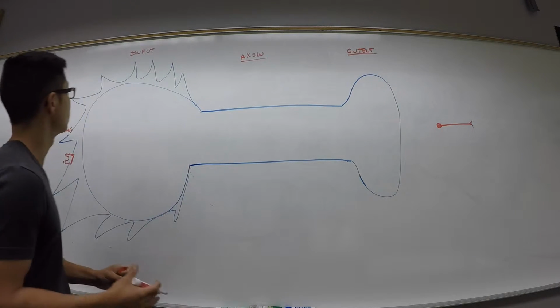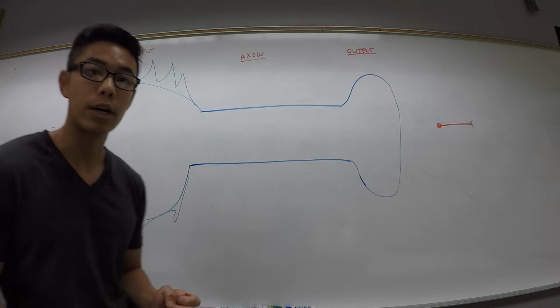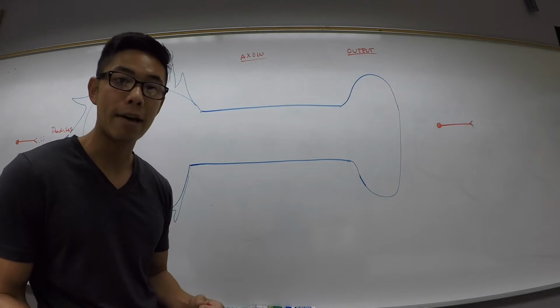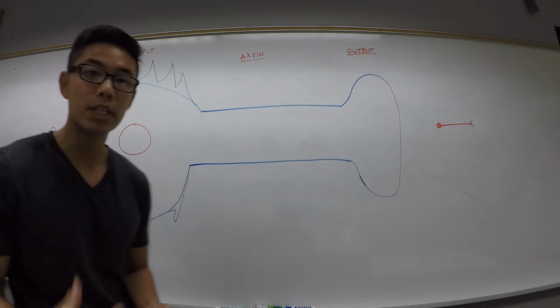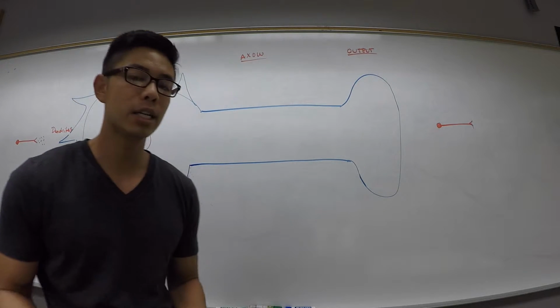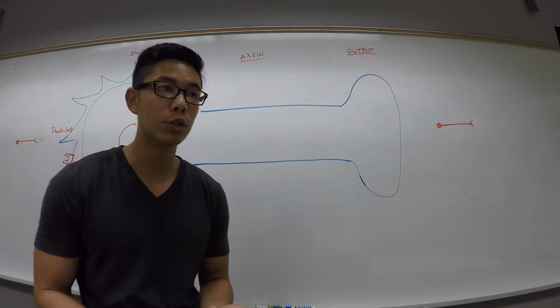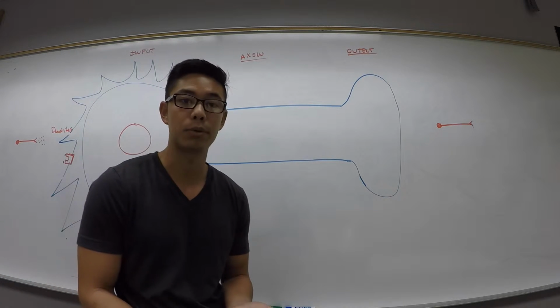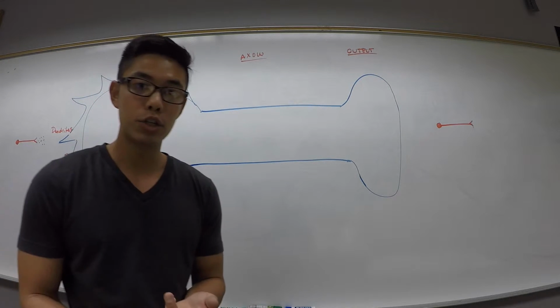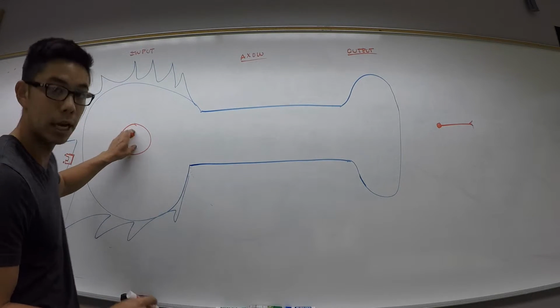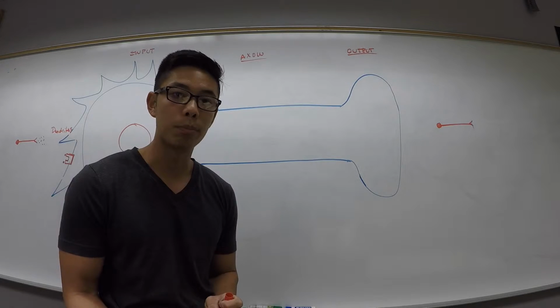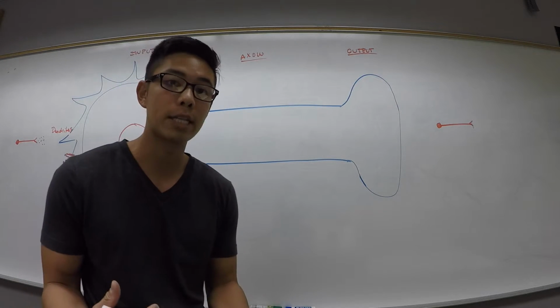Now another important characteristic of our input region is we have a cell body. So each neuron is going to have its own cell body, and the cell body is going to be your typical cell body. It's going to have a nucleus, it's going to have an endoplasmic reticulum, Golgi apparatus, and so this cell body is going to be responsible for producing proteins or neurotransmitters.